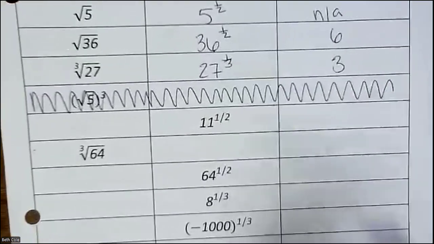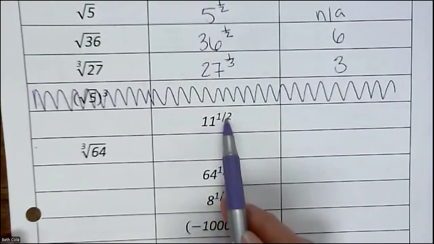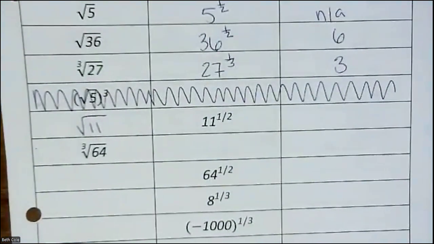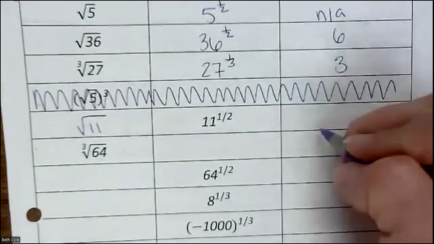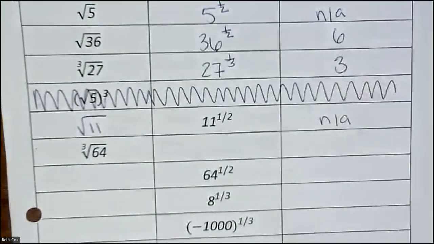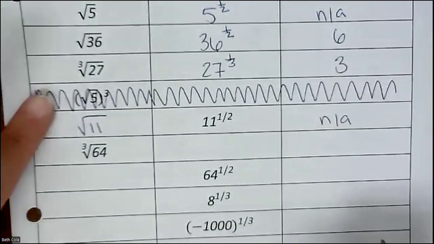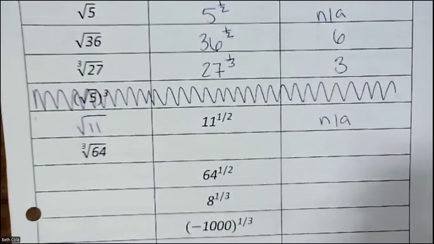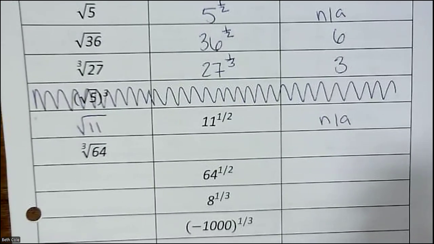All right, next one. 11 to the 1/2 power means square root of 11. Now, can you reduce square root of 11? No, so you can just put nothing or NA, like that one just doesn't work. NA means not applicable. It's kind of like the no solution version of getting an answer.